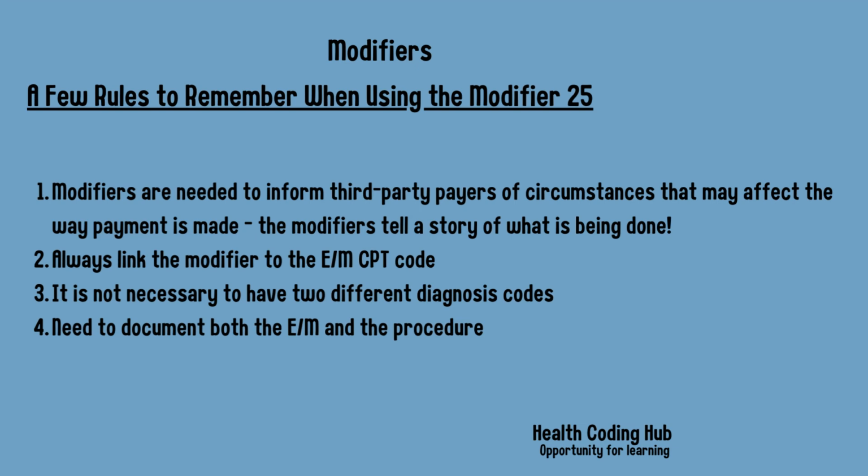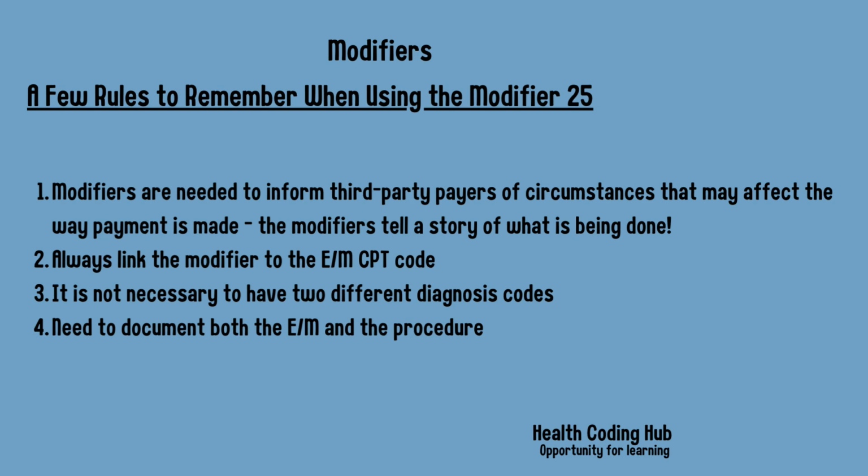The next rule for the E&M modifier is to always link the modifier to the E&M CPT codes. So dear friends, as we know, modifier 25 is designed only for the E&M CPT codes. Whenever we are assigning modifier 25, we always need to make sure that we are assigning it with the E&M CPT codes. We should not assign it with the procedure code.